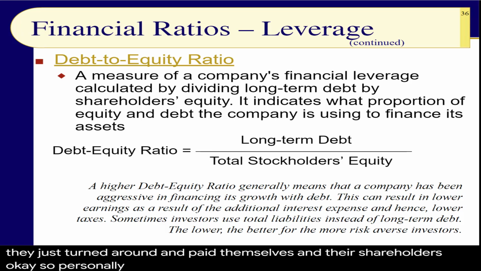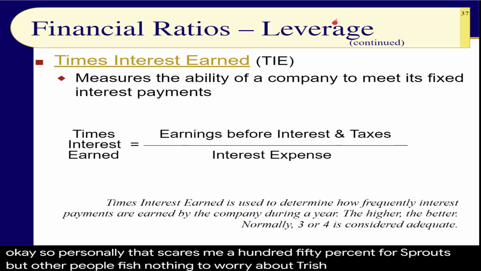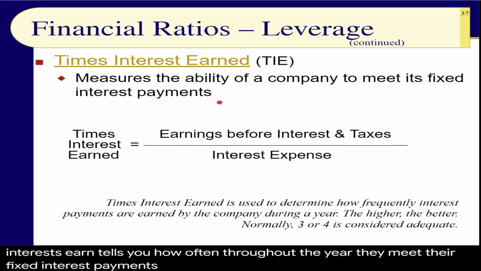Personally, that scares me, 150% for Sprouts. But other people, pish, nothing to worry about. They can pay their interest. And this one, times interest earned, tells you how often throughout the year they meet their fixed interest payments.